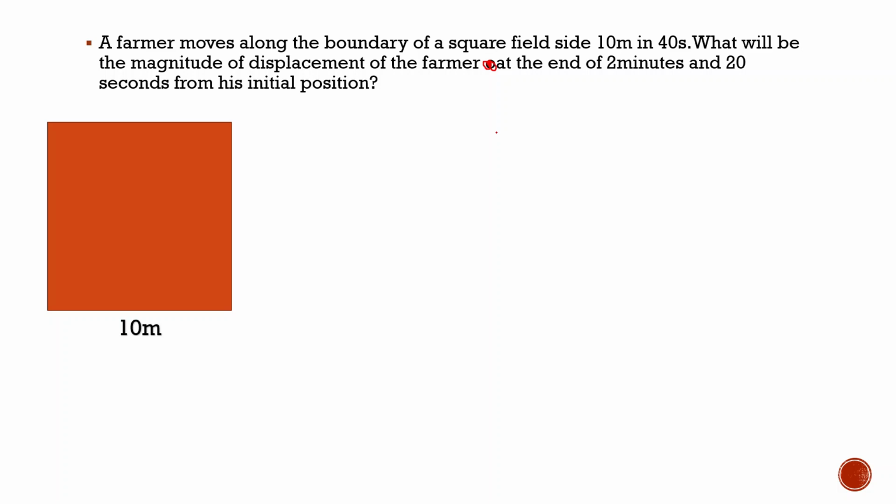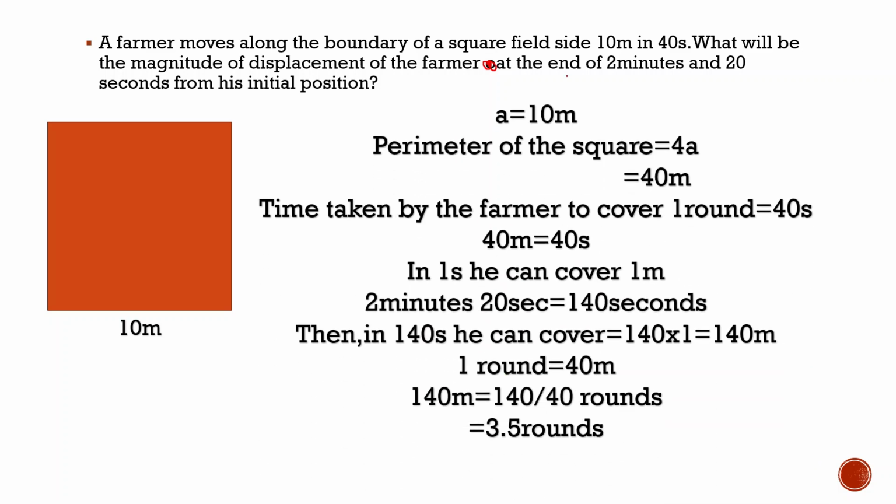Now, let's go with steps here. a is equal to 10 meter. Perimeter of the square is equal to 4a, which is equal to 40 meter. Time taken by the farmer to cover one round is equal to 40 seconds. Here round is nothing but the perimeter of the square. So 40 meter he can cover in 40 seconds. So in 1 second he can cover 1 meter, and vice versa. Okay. So 2 minutes and 20 seconds is nothing but 140 seconds. So in 140 seconds he can cover 140 meters.